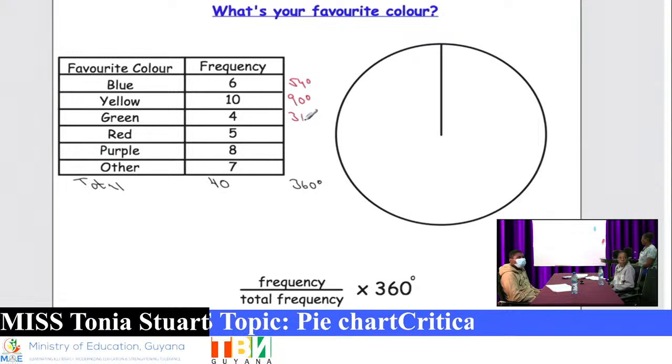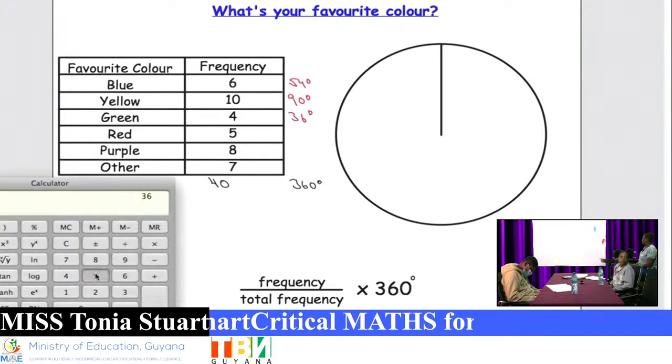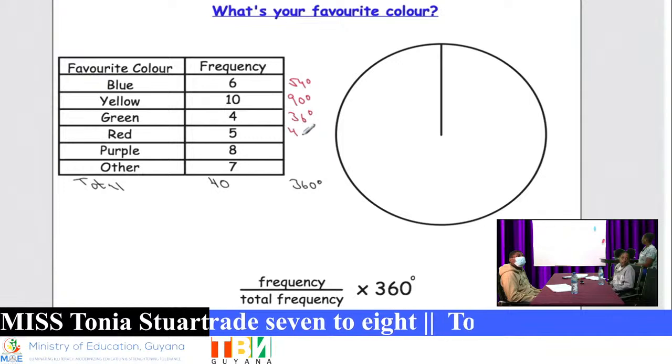Are we following? Yes. Red will be 5 divided by 40 multiplied by 360 gives us 45. We should be able to work that one out anyway. 10 people gives us 90 degrees, 5 people will give us 45 degrees, 4 people gives us 36 degrees, that means 8 people will give us 72 degrees.